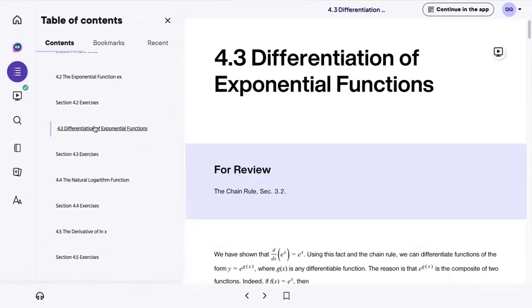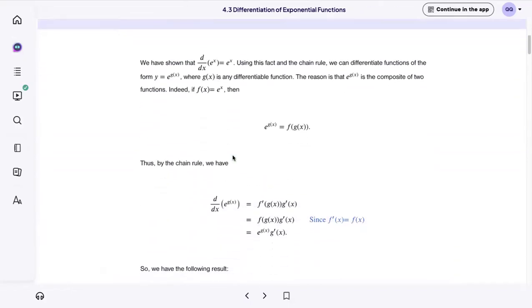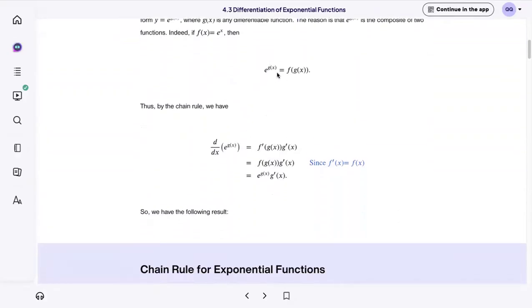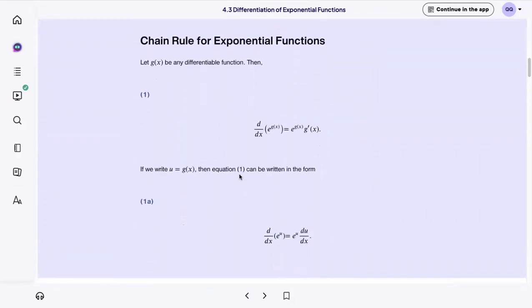Let's see how we do more complicated exponential functions. The first one could be e raised by g of x instead of e raised by x. So it's a composition of functions. If we differentiate e raised by g of x, first we always get itself. So the derivative of the e term, we always get itself. Then we multiply g prime of x.